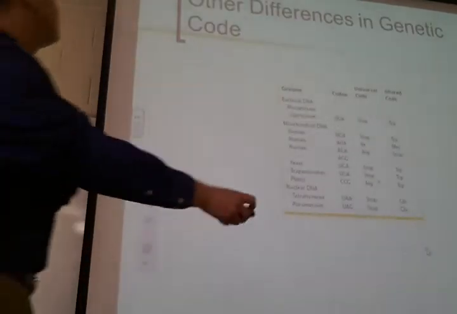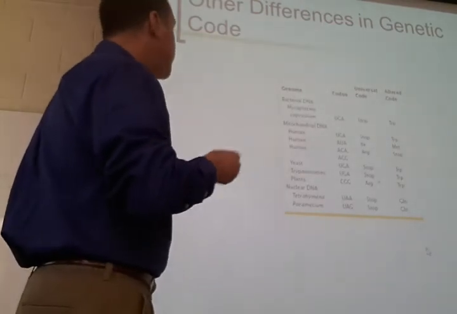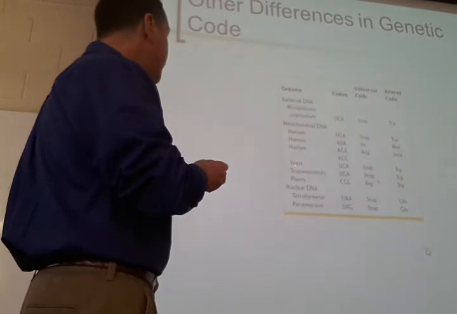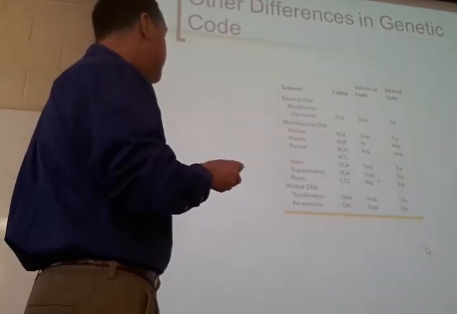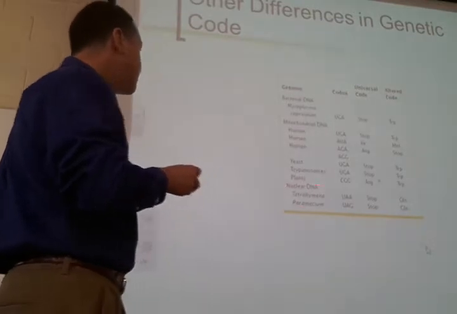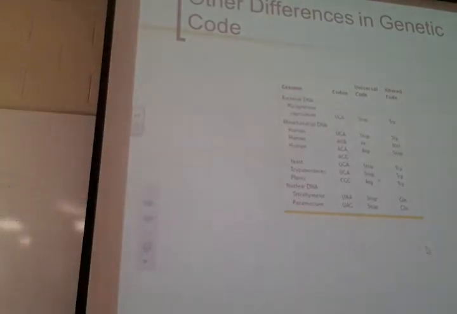Oh, didn't realize I put this in. Okay, so here are some other examples. So we looked at some of these as well. So again, there's some slight differences in yeast and trypanosomes and plants, and nuclear DNA of some of those protozoal type of cells. Okay, but you can get more details at that website.